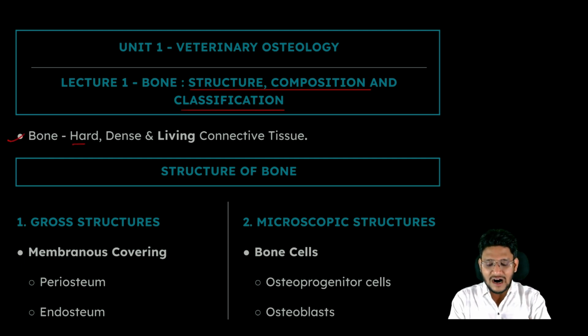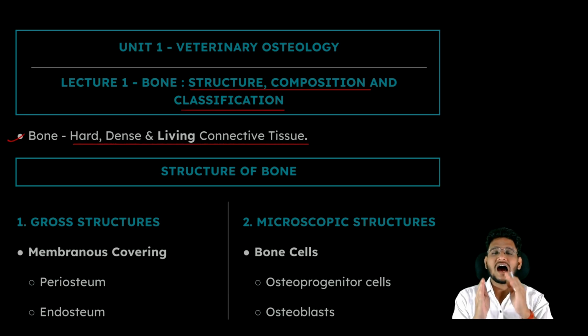Bone is a hard, dense and living connective tissue. Here the word living is important. Bones are considered living structures because they have their own blood supply, their own nerve supply, and their own cells, and they can grow and repair themselves. All these are properties of living things. That's why bones are considered living structures.